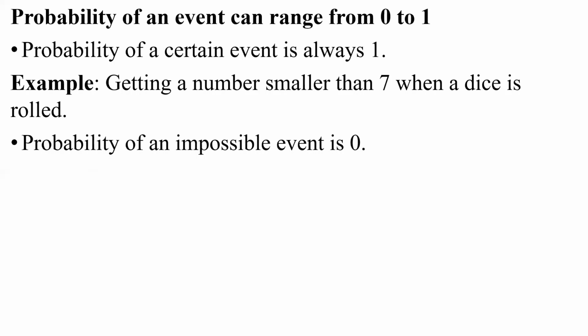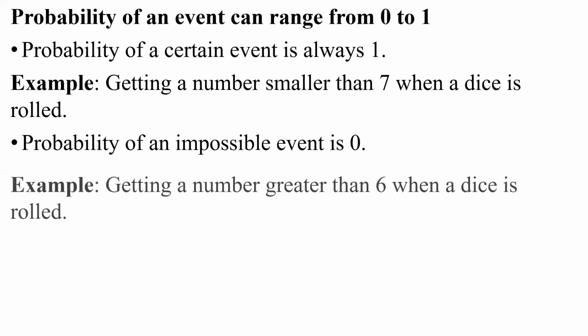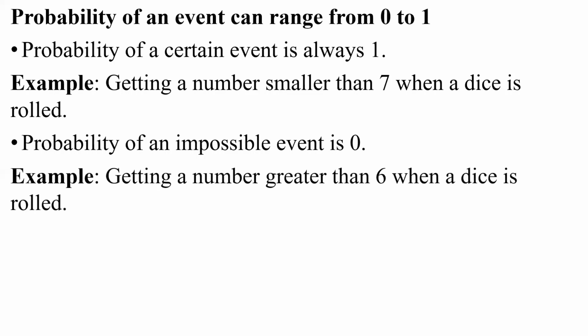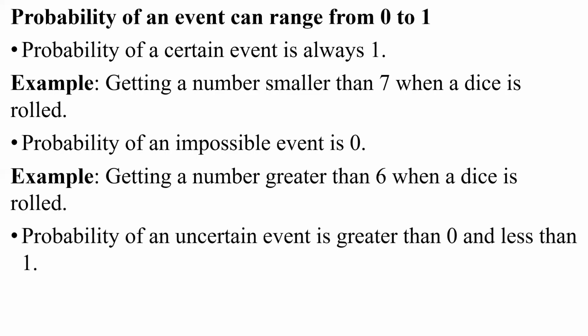Probability of an impossible event is 0. Impossible event means which is not possible. We know that this event is not possible. Example, getting a number greater than 6 when a dice is rolled. Because we know the numbers marked on a dice are 1 to 6 only. So there are no chances that when we are throwing a dice, the number we get will be greater than 6.